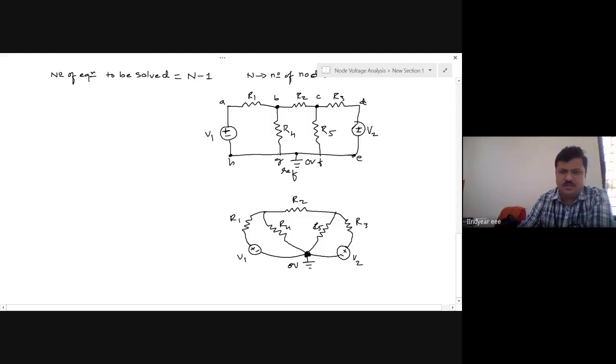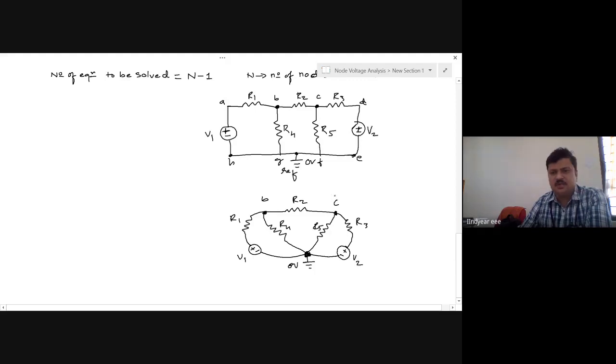Now this is B, and this is point C. A, D, E, F, G, H, they are all combined. R1 and V1 are in series, R3 and V2 are in series. And now I should assign the branch currents.